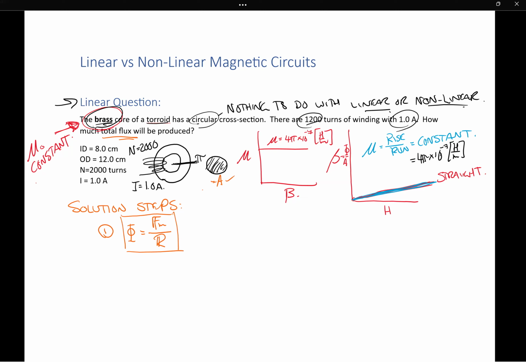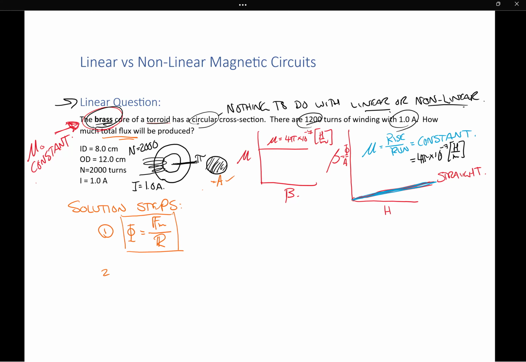And then, well, actually, I might as well just solve it. So that's my 2000 turns. And then I don't have R yet. Oh, hang on a second. I actually don't have FM yet.